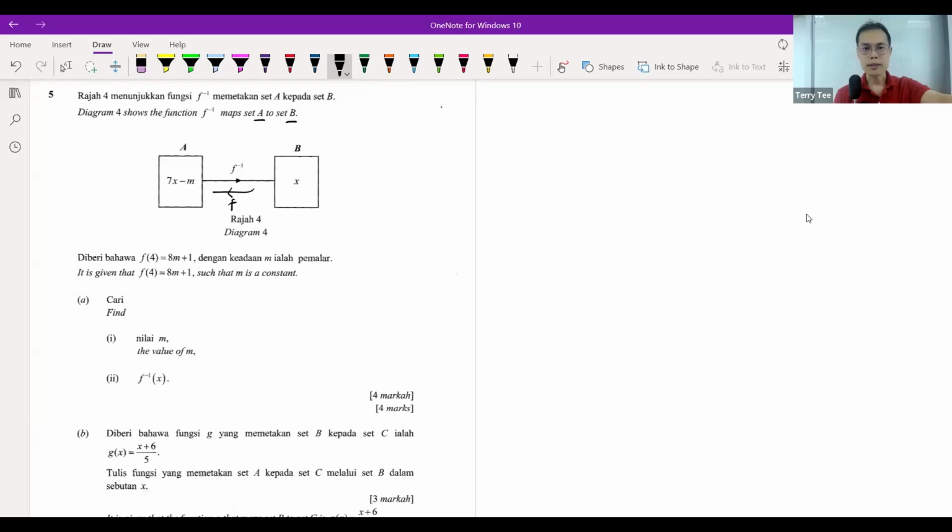First of all, you need to understand that if I go in the opposite direction, this is x. Your f(x) is actually 7x minus m. It is just to confuse the student. So this is your x, your object. If you map this way, it is f inverse, and this is your image. If you start from here, this is your object, and the other one is your image. So we are going to substitute in this information. Your f(4) is now 8m plus 1. That means if you put 4 inside this function, your outcome is 8m plus 1.